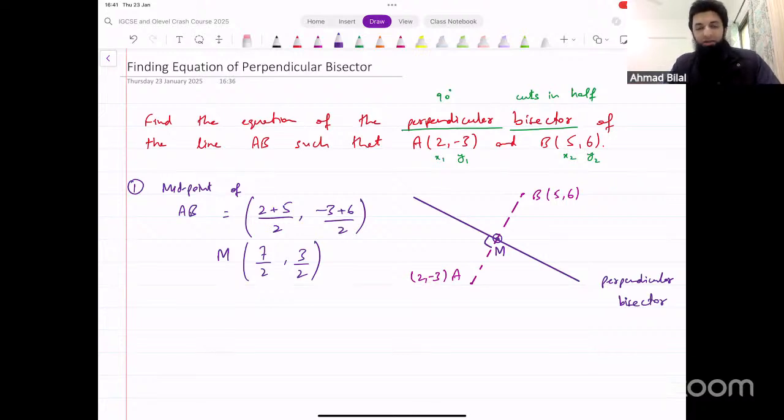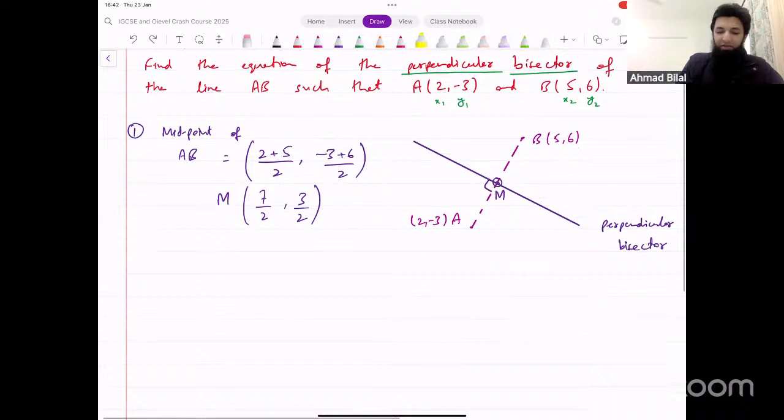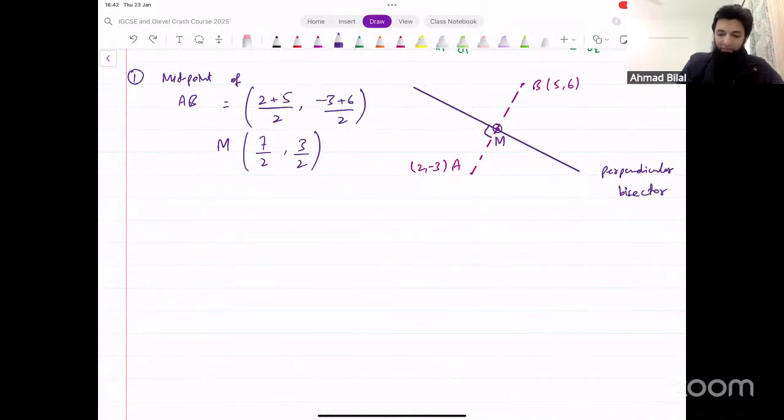What's the other thing that you need to be able to write down the equation of the line? You need the gradient of the line. How do you find the gradient of this perpendicular bisector? What you can do is you can find the gradient of AB. And then since the perpendicular bisector is perpendicular to that, we know that gradients of perpendicular lines are negative reciprocals of each other. And using that, we can find the gradient of that as well. Okay, so let's do that. Let's find the gradient of AB first of all. So the next thing we do is we find the gradient of AB.